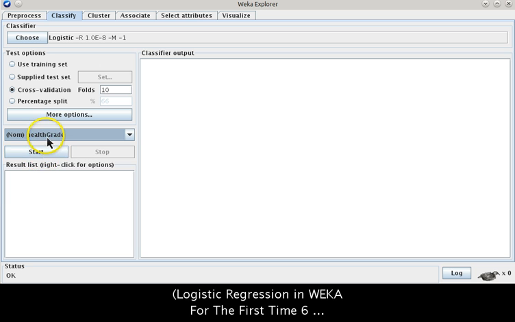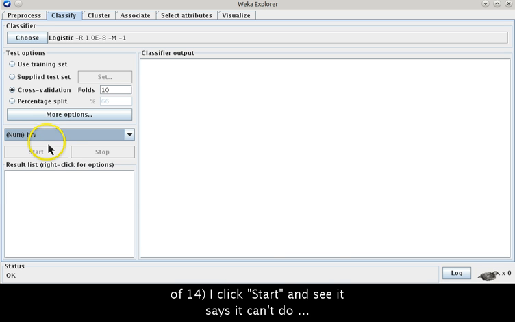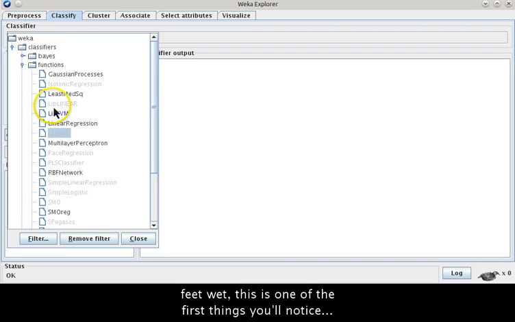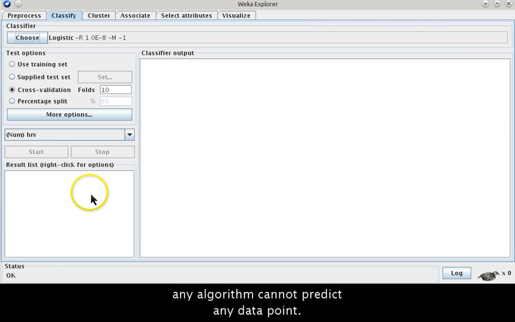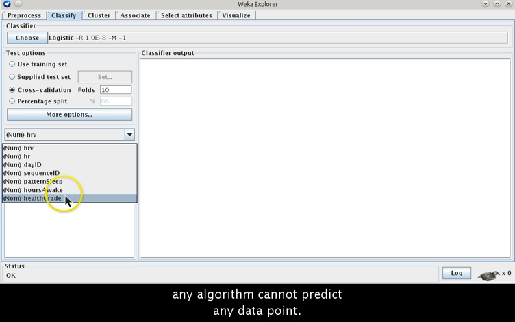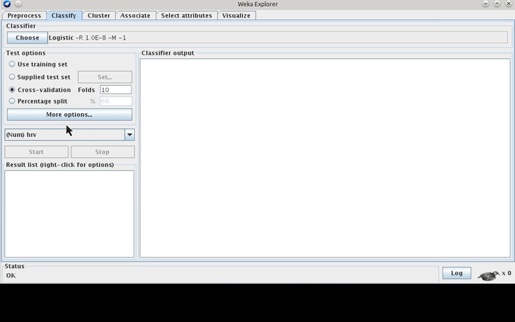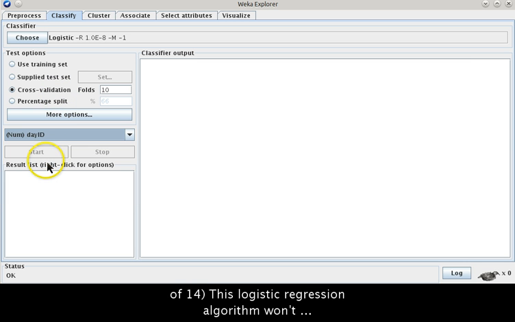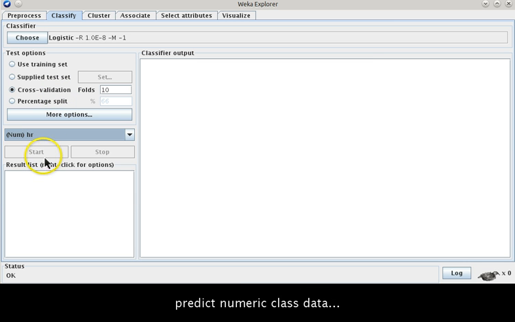I clicked Start and saw it said can't do numeric classes. Here it's grayed out, but when I did it, there was an error and it said cannot handle this type of class. So in Weka, when you get your feet wet, this is one of the first things you'll notice. Any algorithm cannot predict any data point. This logistic regression algorithm won't predict numeric class data, but it will predict nominal class data.